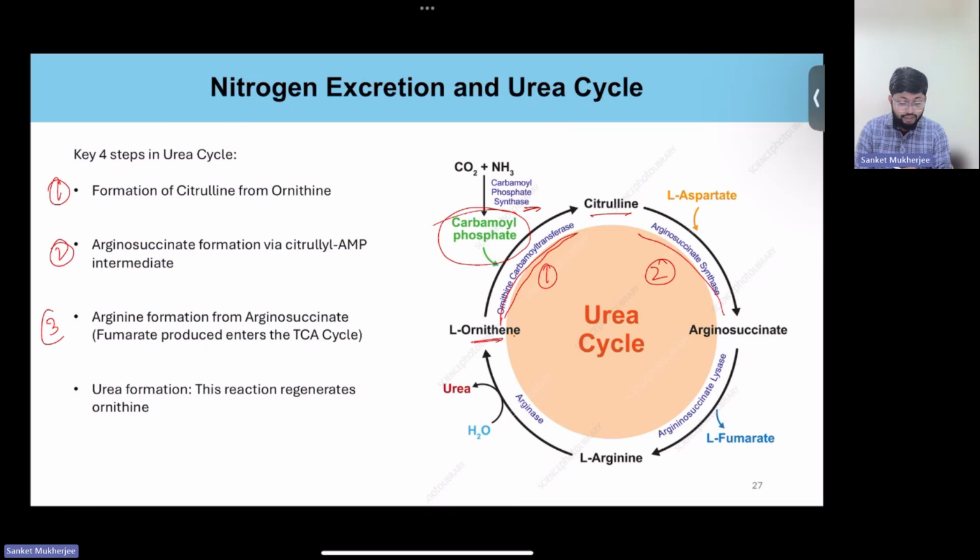Then the third process, arginine formation from arginosuccinate using the arginosuccinate lyase enzyme, and here fumarate is produced that enters the TCA cycle. And we will see this very soon. And then urea forms. In this reaction, arginine can form urea and they can also form ornithine. And as we already said, the reverse reaction, ornithine to arginine, is basically what we were talking about, about amino acid synthesis.